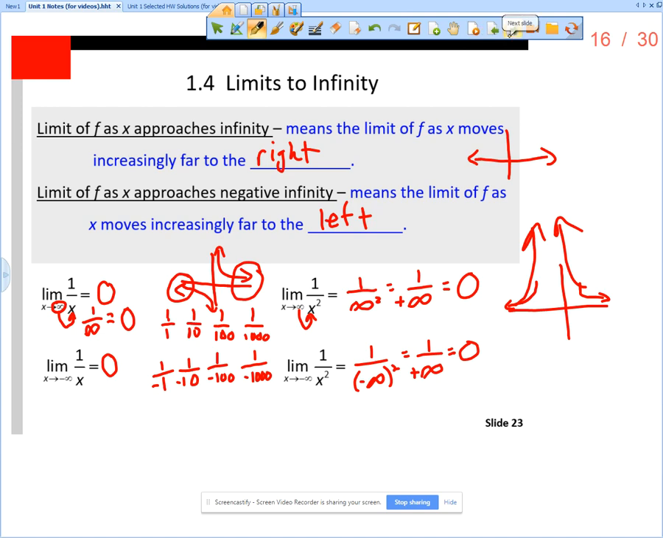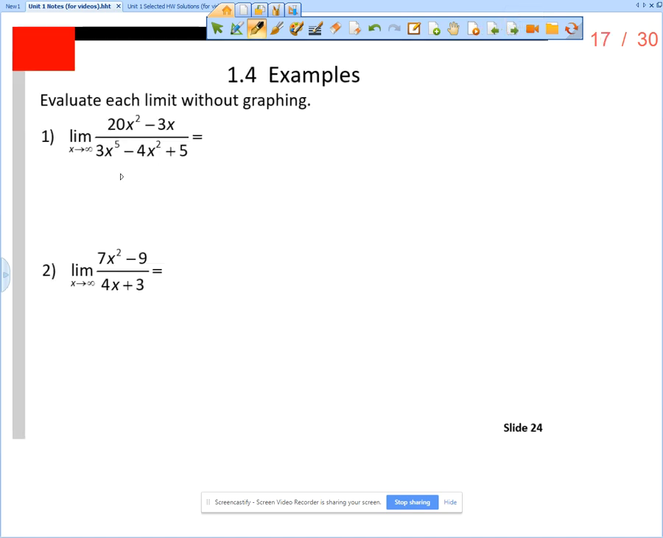All right, so we're going to use that in order to answer some of these limit questions. Now, the first step in a limit problem is to evaluate. So we're going to substitute infinity in for x. If I do that, I get 20 times infinity squared minus 3 times infinity, divided by 3 times infinity to the 5th minus 4 times infinity squared plus 5.